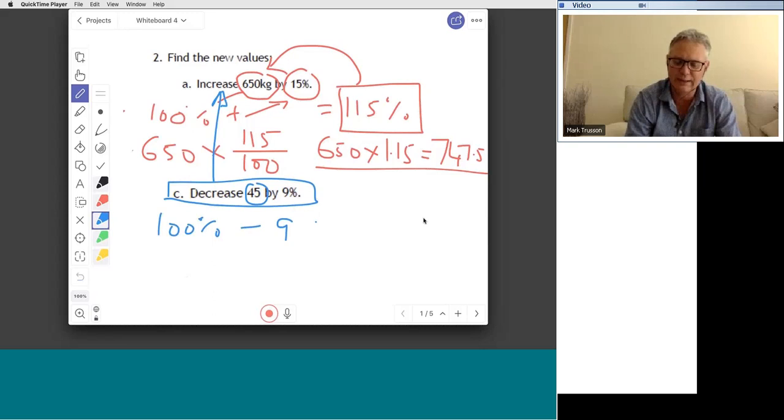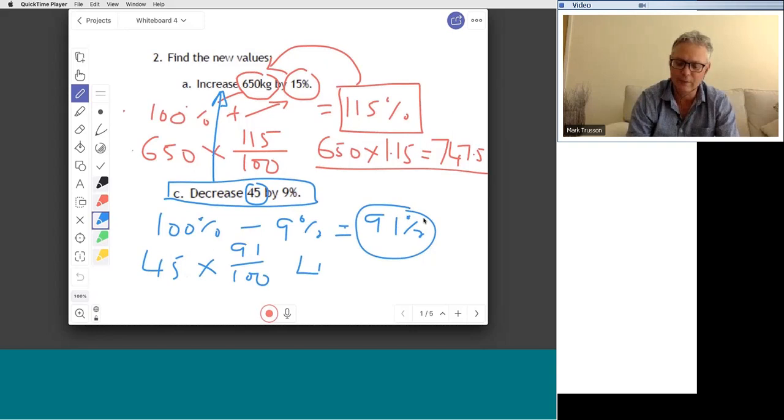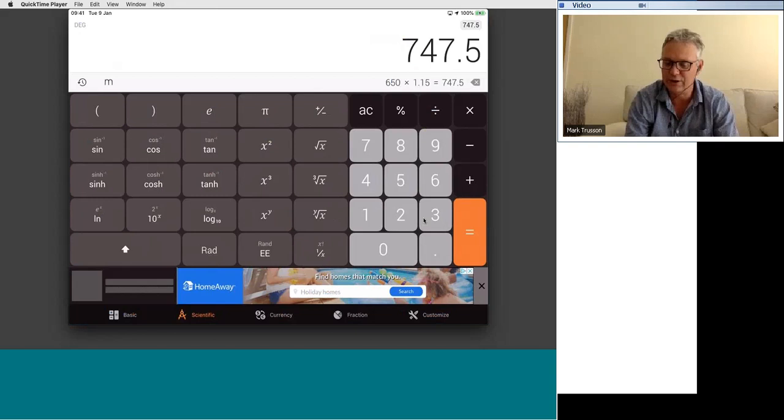So we're going to end up with 91% of the original value. So we can do the same thing. We've got 45 multiplied by 91 over 100. Now I can simplify that again by saying 45 times the decimal of 91 over 100. Now I'm going to do it on a calculator again just so you can see what I'm doing. 91 divided by 100. That gives me 0.91.